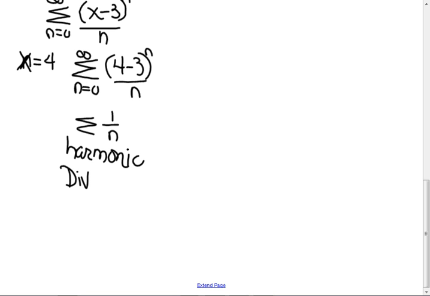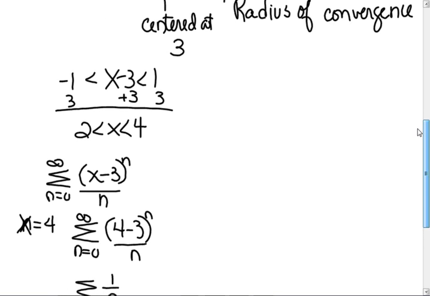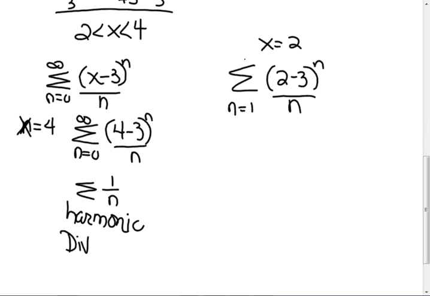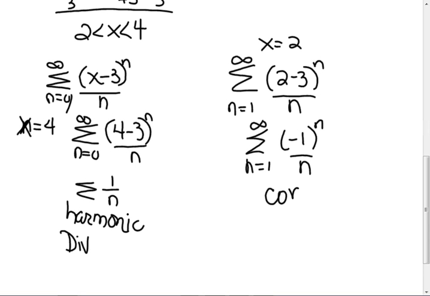Now, what's the other endpoint? x equals 2. Okay. x equal to 2 is going to be 2 minus 3 to the n over n. What is this going to give me? I should have started with 1. Why is this convergent? Because this is the alternating harmonic series.